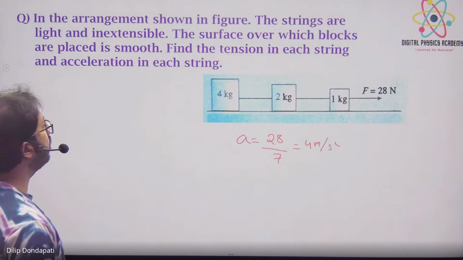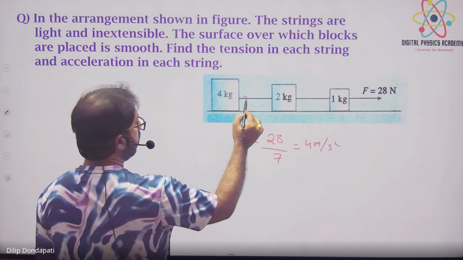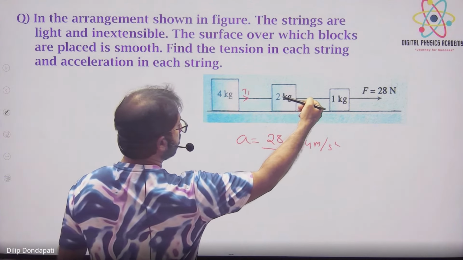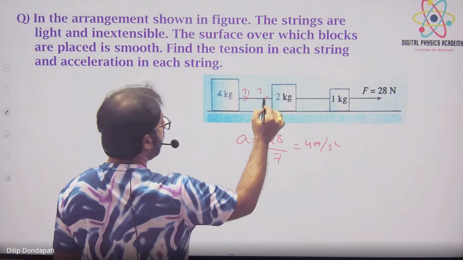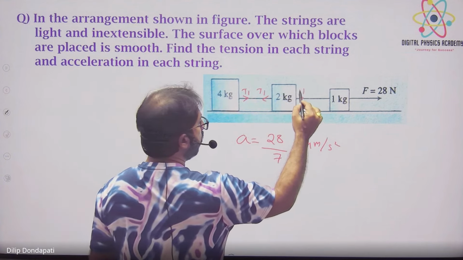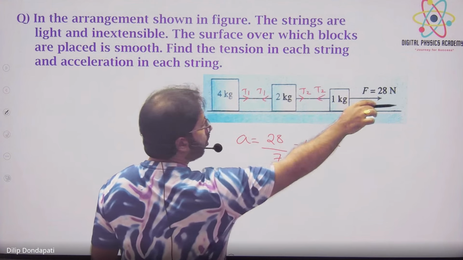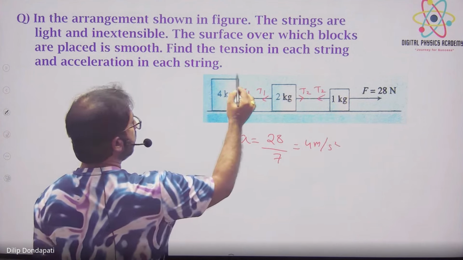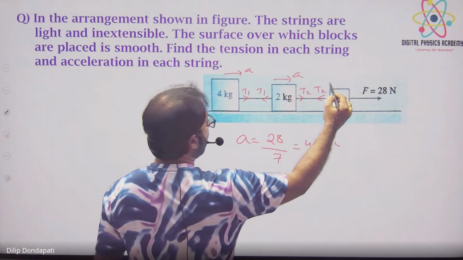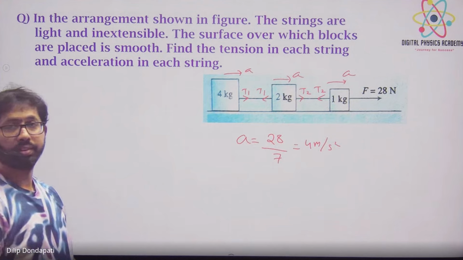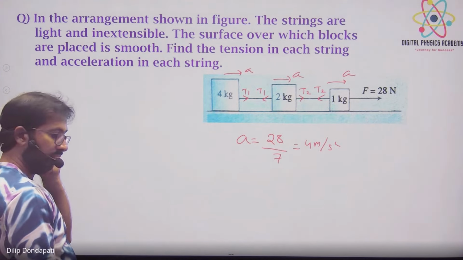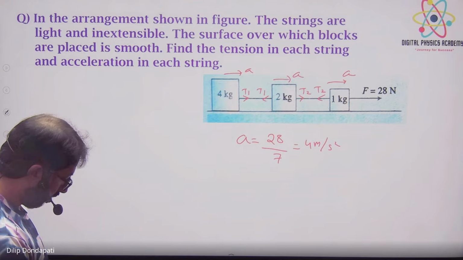Now the tension in each string. This is T1; with respect to this block, away from the point is T1. Then what will be the other? T2. With respect to this one, away from the point is T2. And the applied one is 28. All are moving with acceleration a because they are connected, right? Solve that. So T1 is 16 and T2 is 24.